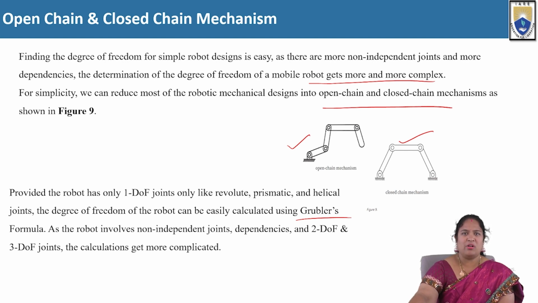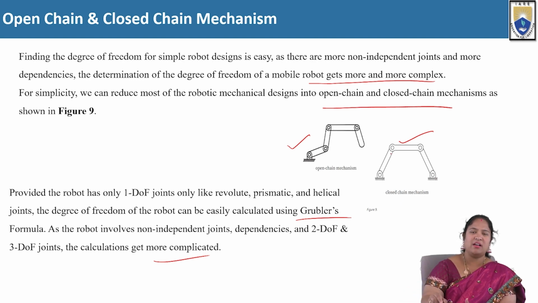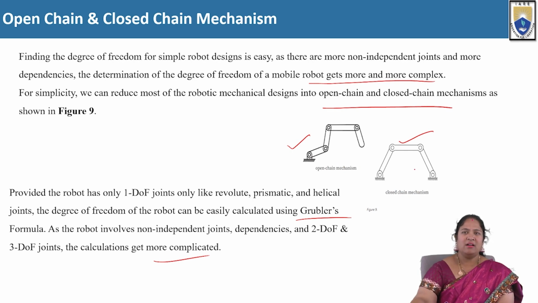Now, as the robot involves non-independent joints, dependency, and 2 degree and 3 degree joints, the calculation gets more complex, as we have already discussed, right? When we have 2 or 3 degrees of freedom, the calculation becomes more complex. So, when it becomes more complex, we convert it into open chain and closed chain mechanisms. In order to reduce the equation complexity and have a fast calculation of the degree of freedom, we are dividing the robot mechanism into two different mechanisms, open and closed chain mechanisms.